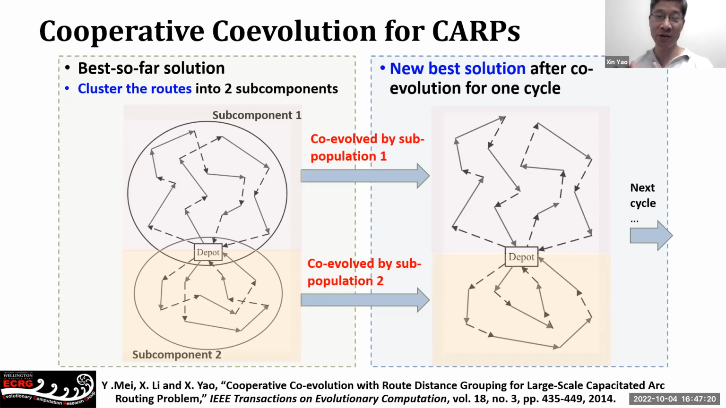When we introduce co-evolution, basically each subpopulation only looks at a cluster of routes instead of all the routes. And then when you put all the subpopulations together, that will form a whole set of routes. And this decomposition actually speeds up the evolutionary process. Interestingly, as I mentioned, in this case it can also help find better solutions.